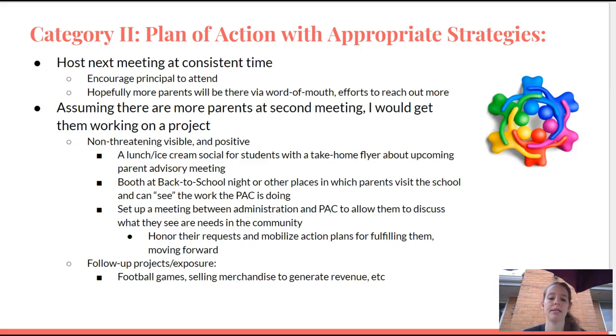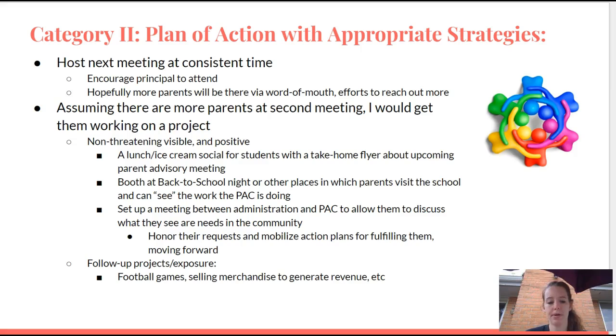I would try to set up a meeting between the admin and the parent advisory committee to allow them to discuss what they see are needs, and then I would do everything I could to honor their requests and acknowledge their needs and mobilize an action plan for fulfilling those needs moving forward.